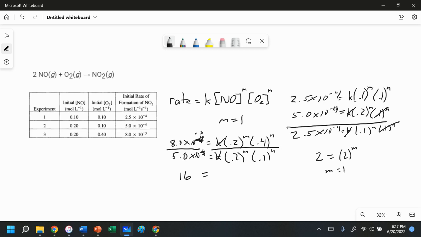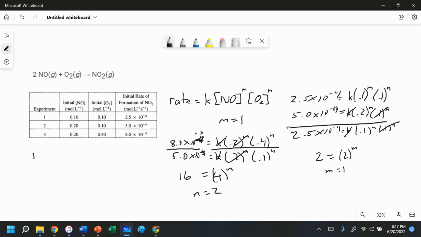K's cancel out. 0.2 to the n power cancels out. And we get 0.4 divided by 0.1 to the n power, which is 4 to the n power. So 4 to what power will give us 16? 2. So when we quadrupled the concentration of O2, we multiplied the rate by 16. That means that the order with respect to O2 must be 2, because 4 squared is 16. So we just saw for the orders of this reaction, m is equal to 1, n is equal to 2.